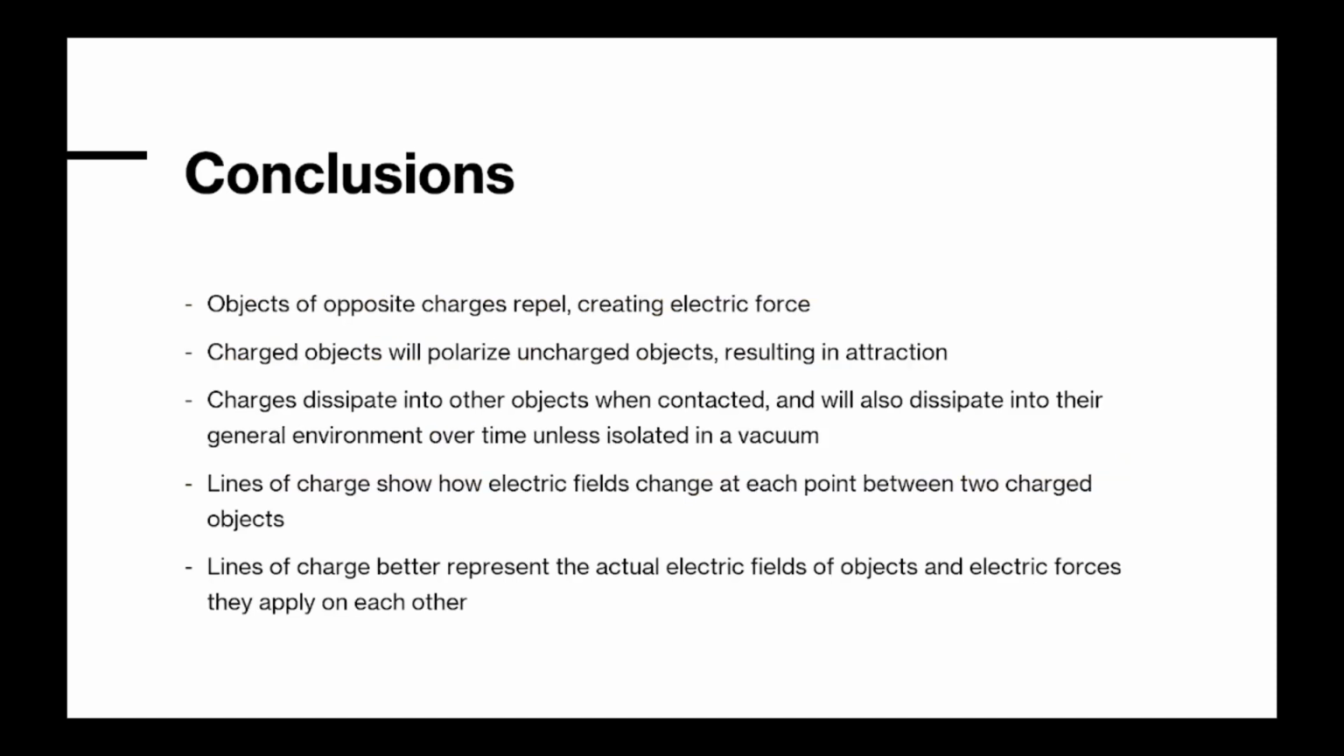So conclusions: we saw that like charged objects repel, charges polarize uncharged objects, and charges dissipate into other objects when contacted. And then the big things from this lab specifically are that the lines of charge show how electric fields change at each point between two charged objects, and the lines of charge better represent the actual electric fields of objects and the electric forces they apply on each other.